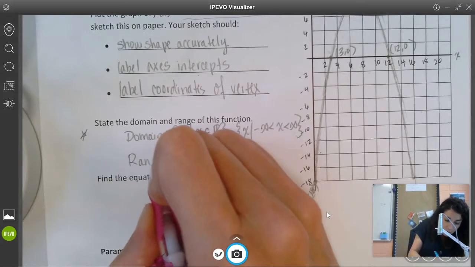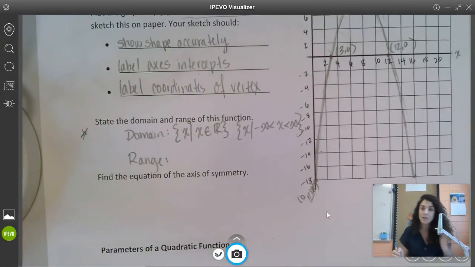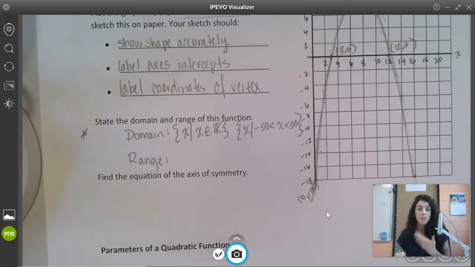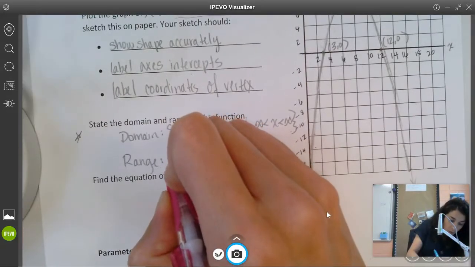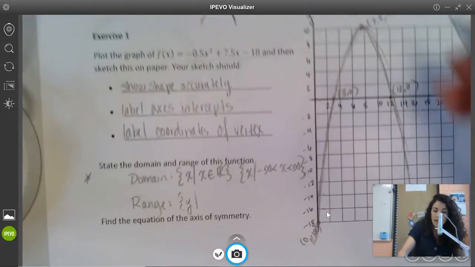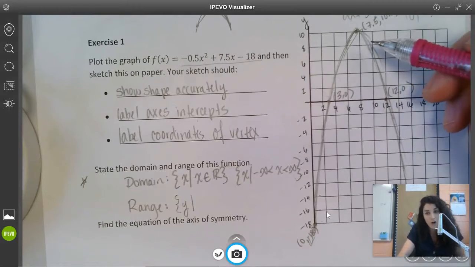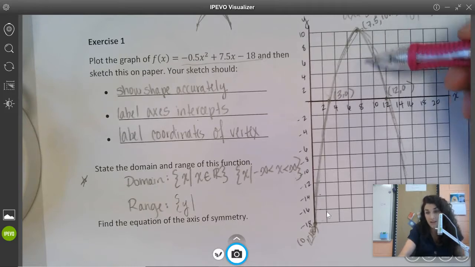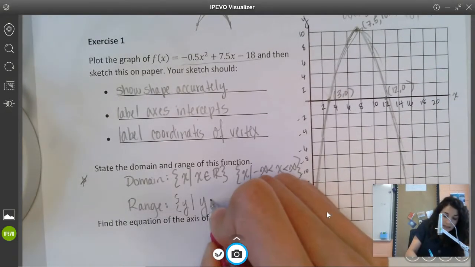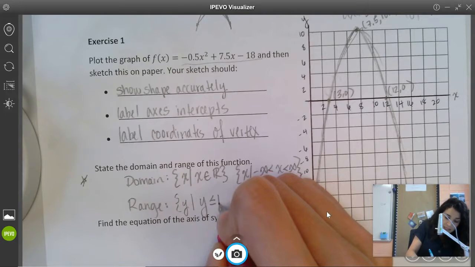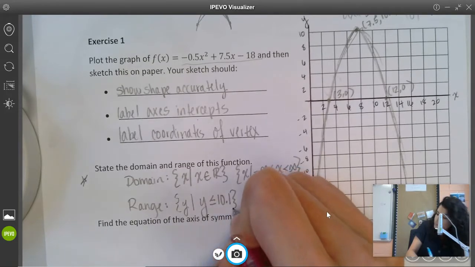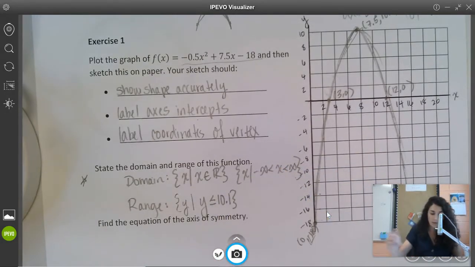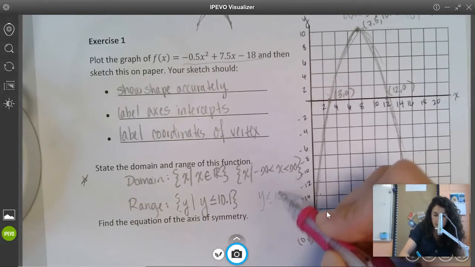Range, however, with quadratics is restricted. There's either a maximum or a minimum. So there's some point where it doesn't get higher or it doesn't get lower. So you need to figure out what that is. Range is your set of all of your y values such that, and realize that we have a maximum, which means that's the tallest it can get. So all of our y values are going to have to be that value or less. So it's y is less than or equal to 10.1. Or you could just do y less than or equal to 10.1.